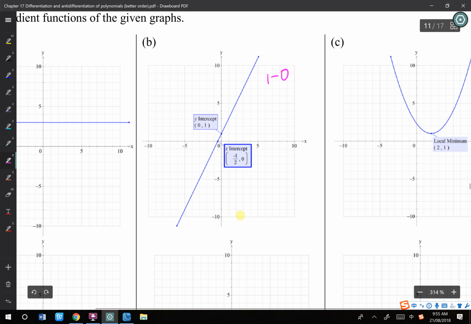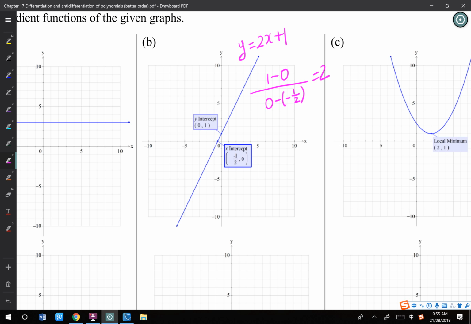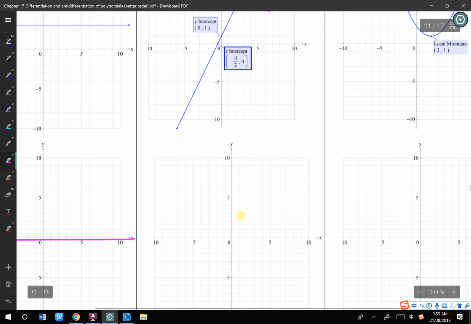One minus 0, 0 minus negative a half. What's that? Yeah, what's 1 over half? 2. Okay, so this function is y equals 2x plus 1. So what does the gradient function look like? 2, y equals 2. So it's f dash x equals 2. It's still a horizontal line.